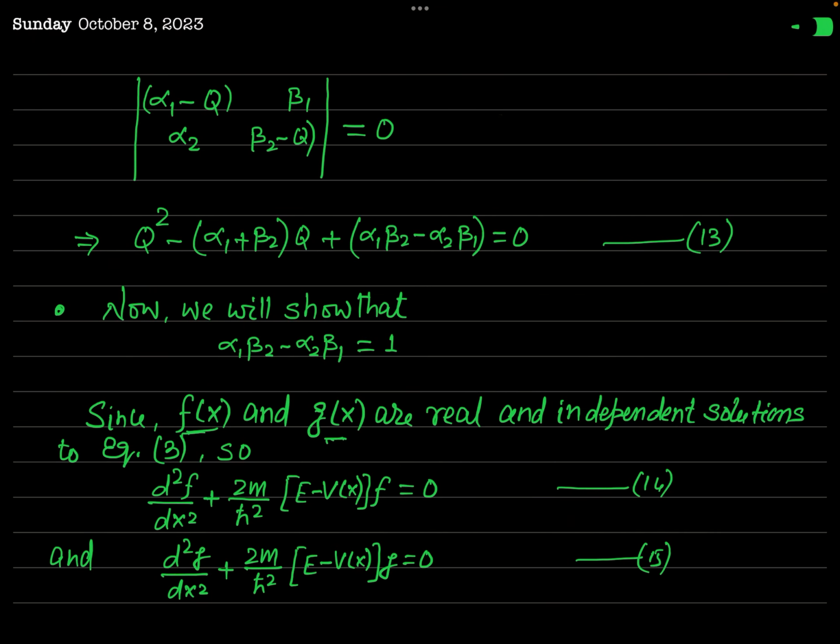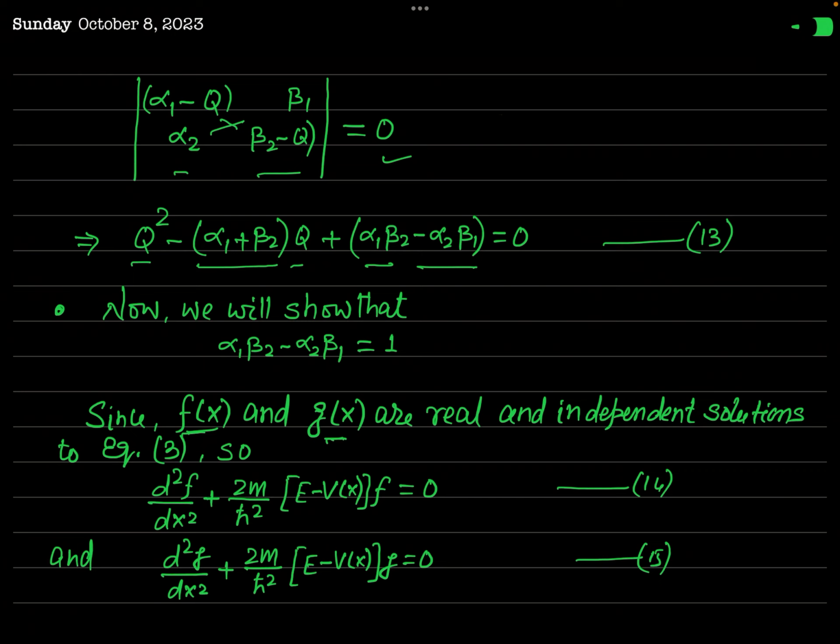And so you can write the determinant with rows (alpha 1 minus q, beta 1) and (alpha 2, beta 2 minus q) is equal to 0. And you can solve this determinant. For solving it, we will multiply these diagonal terms, and then you will get q square minus (alpha 1 plus beta 2) times q plus (alpha 1 beta 2 minus alpha 2 beta 1) equal to 0. I have skipped some steps here. You can do the algebra.